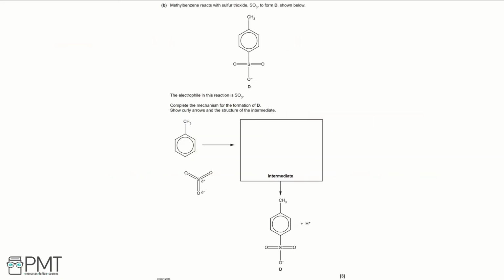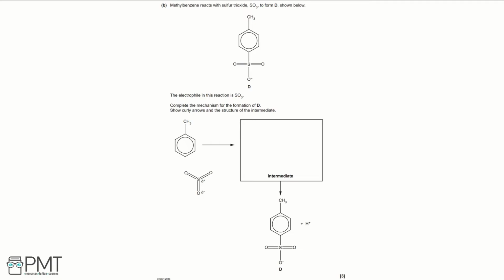Part B. Methylbenzene reacts with sulfur trioxide, SO3, to form D, shown below. The electrophile in this reaction is SO3. Complete the mechanism for the formation of D, show curly arrows and the structure of the intermediate.